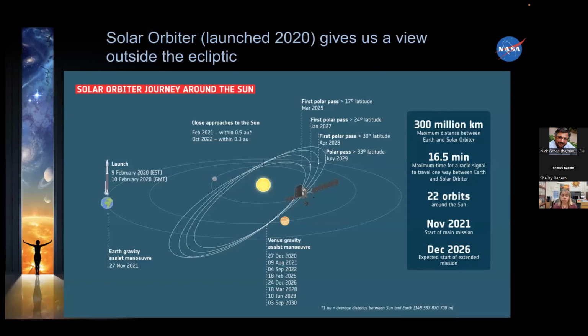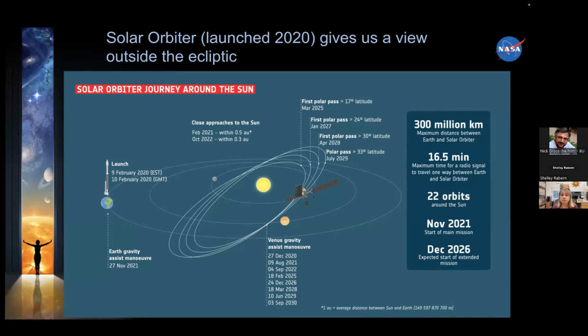Now, we talked about Ulysses going over the pole and measuring the solar wind velocity and magnetic field, but it did not have imagers. And so we weren't able to image and see what was happening at the high latitudes of the sun. We just had images from near the equator or the ecliptic plane of the sun. Solar Orbiter is giving us a view outside the ecliptic, and it also has a close approach to the sun. It's within a third of an AU of the sun, and Parker.